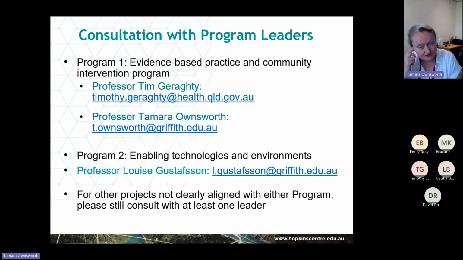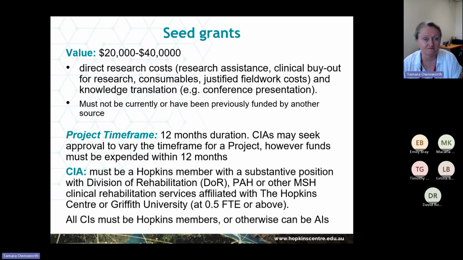Now, I've mentioned before that it is important that seed grants do align with either program. If you do have an idea that you're not sure if it does fit into the program and you'd like to discuss it, please get in touch, because sometimes it actually does align, but you're maybe not aware of exactly how or where. So don't be put off by the specific nature of the projects that I mentioned and think that your idea isn't necessarily going to value add. If in doubt, definitely get in touch with us.